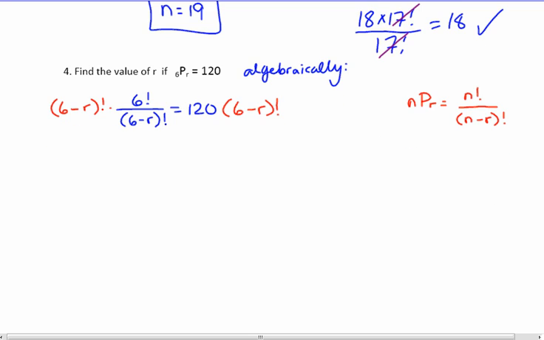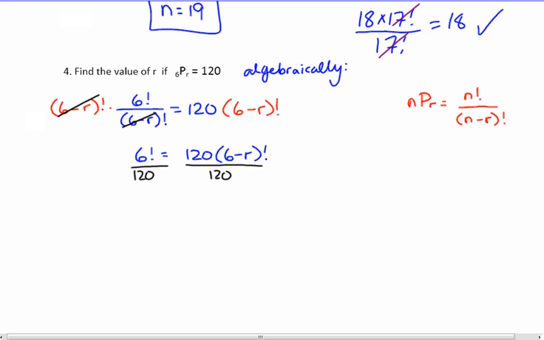And so on the left side, these are going to cancel. We're just left with 6 factorial equals 120 times 6 minus r factorial. And now I want to get rid of the 120 because I want 6 minus r factorial by itself. How do I get rid of the 120? If it's 120 times 6 minus r factorial, divide both sides by 120.